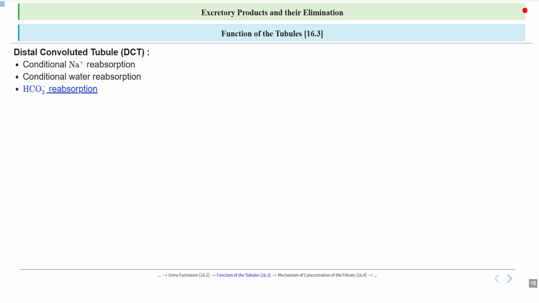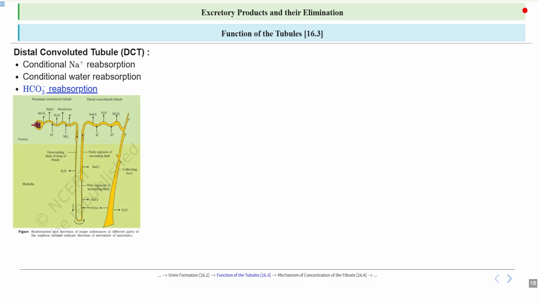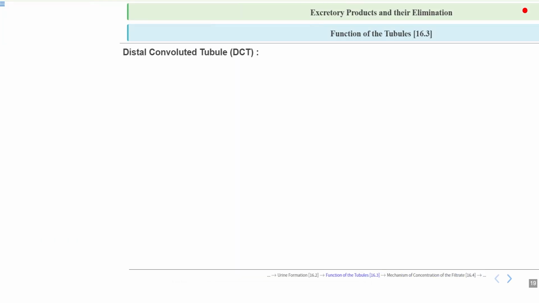Now let's highlight bicarbonate reabsorption. The DCT absorbs bicarbonate ions, which are crucial for maintaining the body's acid-base balance. Think of bicarbonate ion as a buffer that helps neutralize acids, keeping our blood pH stable. Now we have learnt about the DCT. Remember its key roles: conditional reabsorption of sodium and water, and bicarbonate reabsorption.